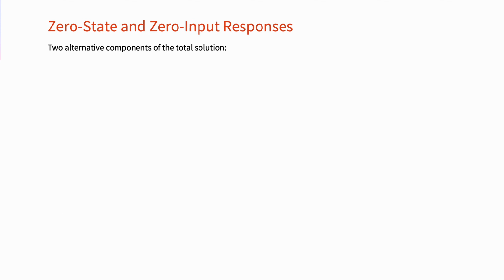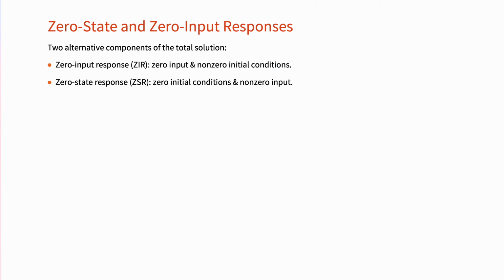When analyzing the system response, we could also look at two alternative components of the system response. These two components are zero input response. As the name suggests, it is the response of the system when we have zero input and some non-zero initial conditions. And the zero state response, the response of the system with zero initial conditions, that is zero state, and some non-zero input sequence. Let's look at an example to better understand these two parts of the system response.